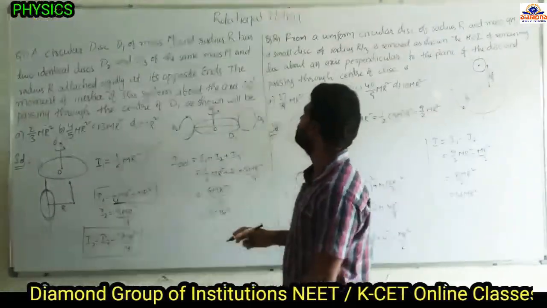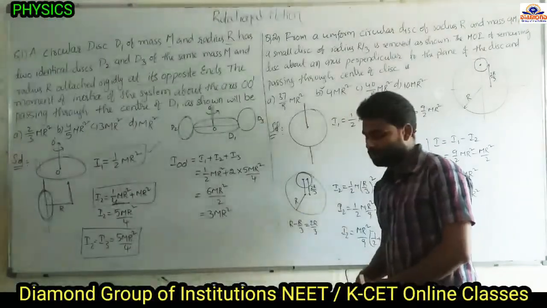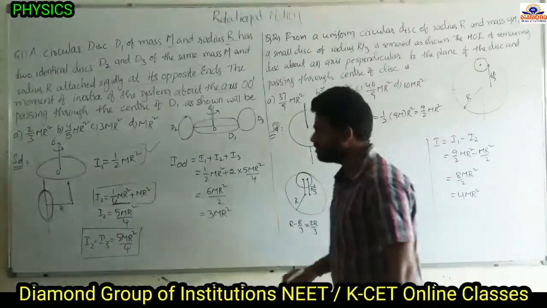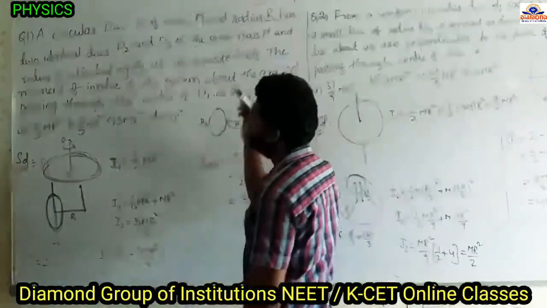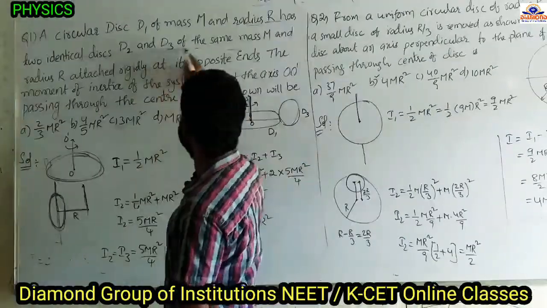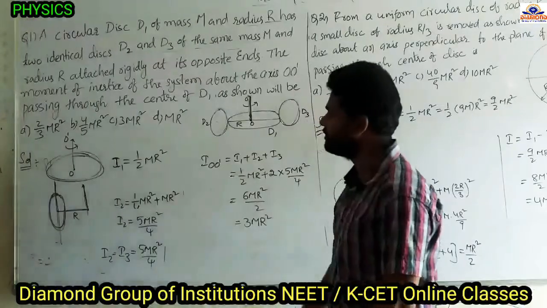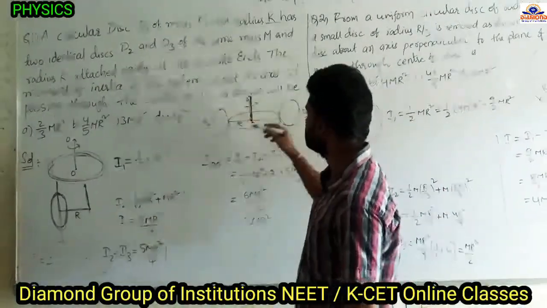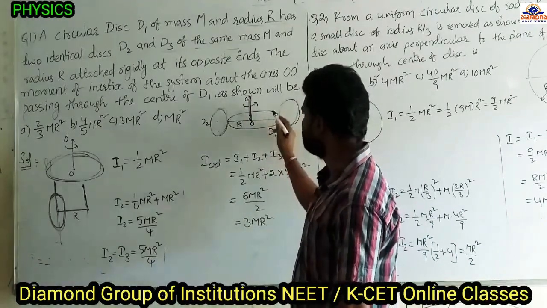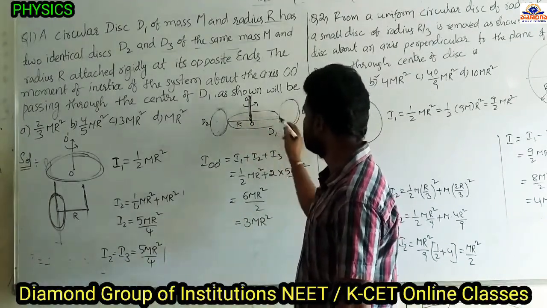So today we are going to discuss rotational motion. In this rotational motion, the first question is: a circular disc D1 of mass m and radius r has two identical discs D2 and D3 of the same mass m and radius r attached rigidly at its opposite ends. So these two discs are attached rigidly to the opposite ends of disc D1.